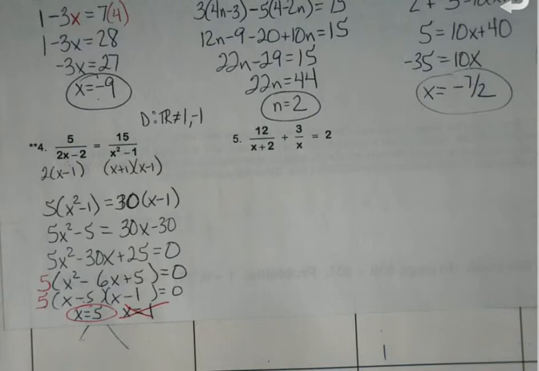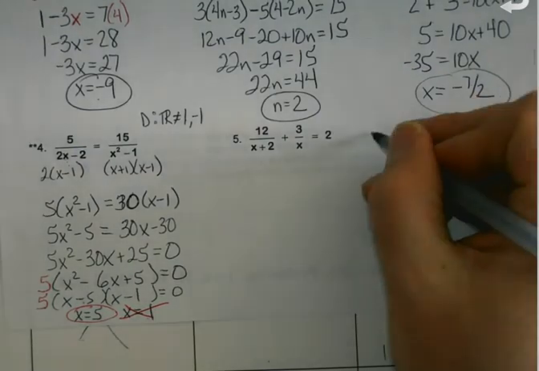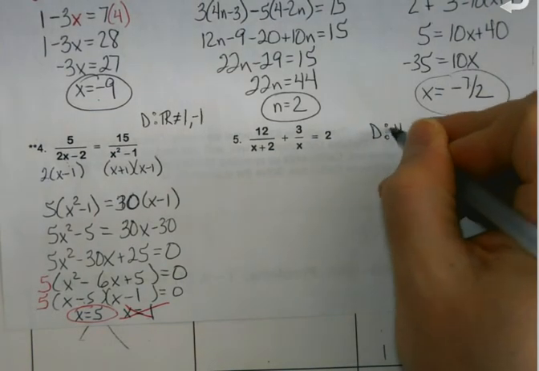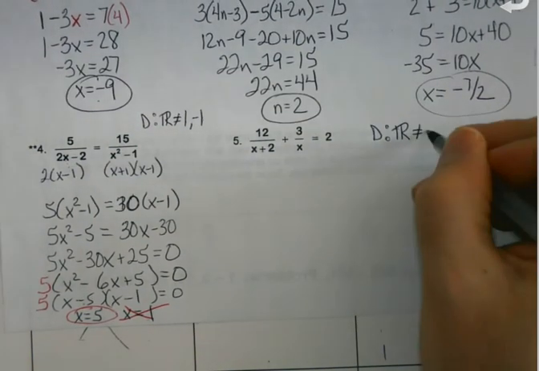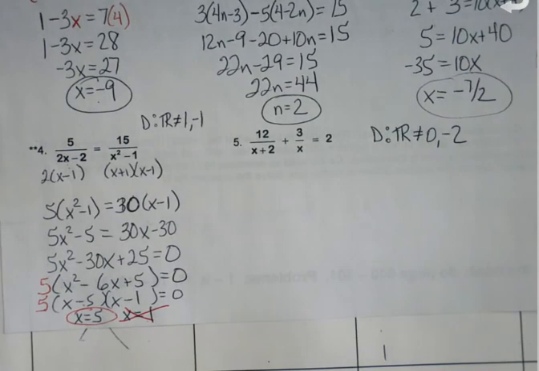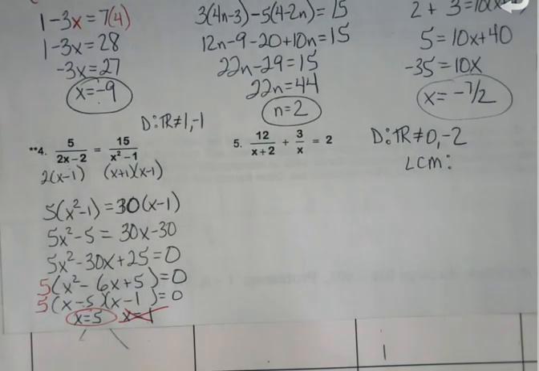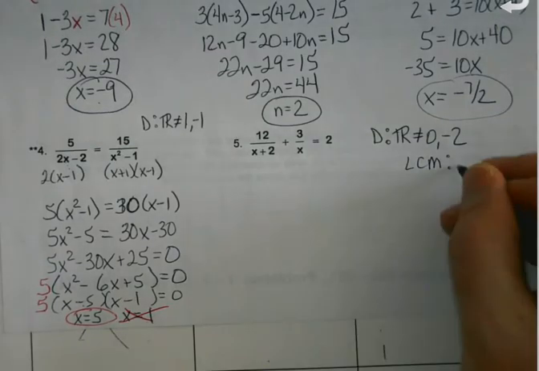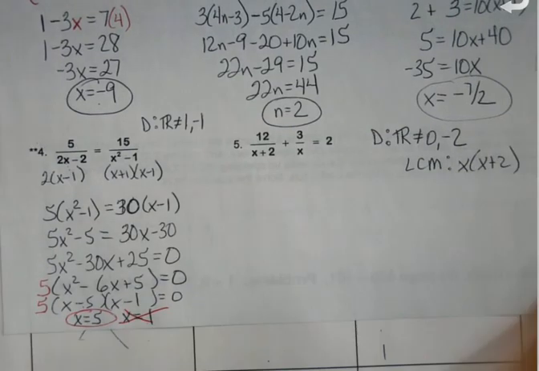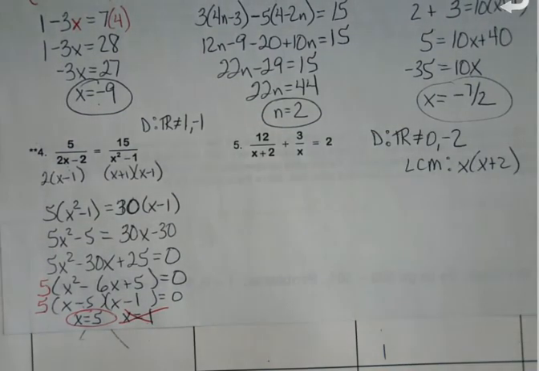The last one on this side may be the trickiest one. What are my 2 values that cause problems first? 0 and -2. Bigger question. What's my least common multiple, or what would be my least common denominator if I was trying to turn these into that? X plus 2. Yeah, those of you that said x squared plus 2x, you're right. It just might be easier to look at it this way.